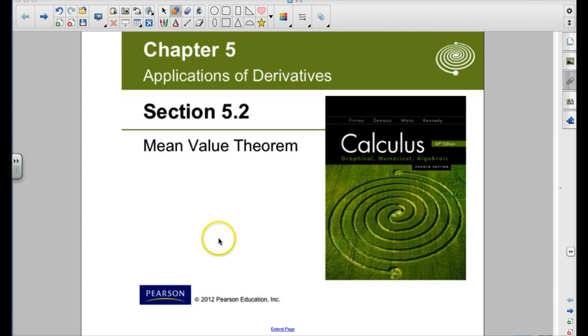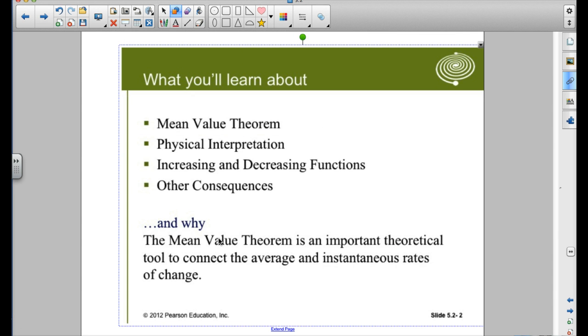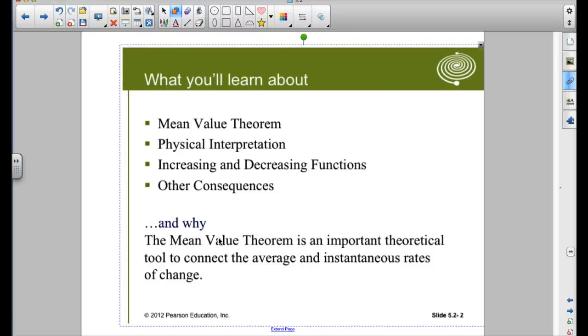Through this chapter, we're going to learn the mean value theorem, a physical interpretation of it, increasing and decreasing functions, and any other consequences of this. The mean value theorem is an important theoretical tool to connect the average and instantaneous rates of change. So, let me look at the next one.